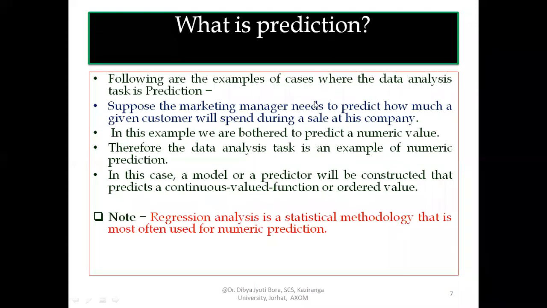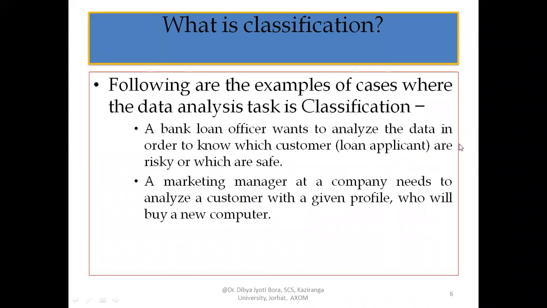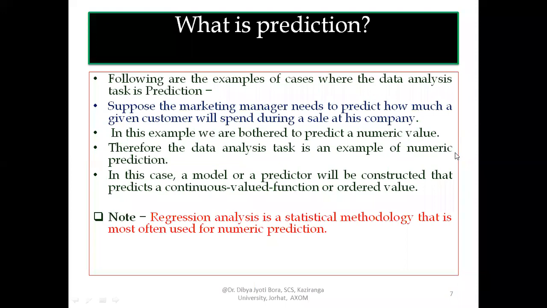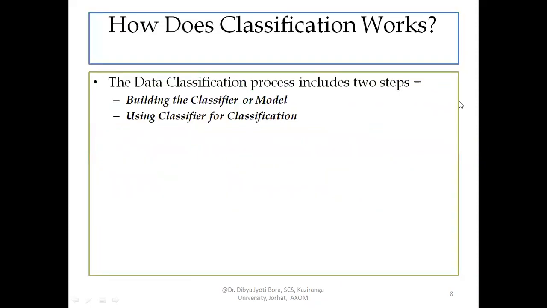We have already tried to understand these two terms in depth, and you got to know that whenever there is classification, class labels are associated, while in the case of prediction, we have numerical values. Okay, so that's it. Now, how does classification work?